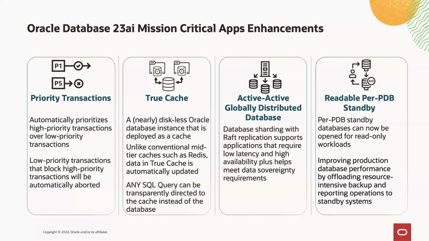The third one is what we call Active Globally Distributed Database. The globally distributed database is nothing but sharding. We rebranded that feature to globally distributed database. With 23 AI, we started supporting a protocol called Raft, where you can address data sovereignty and things like that. You can distribute a database across multiple data centers, and by using Raft replication, you can achieve sub-second failover capabilities. This is a really good feature if you want an active-active kind of topology, then you can use this replication capability.